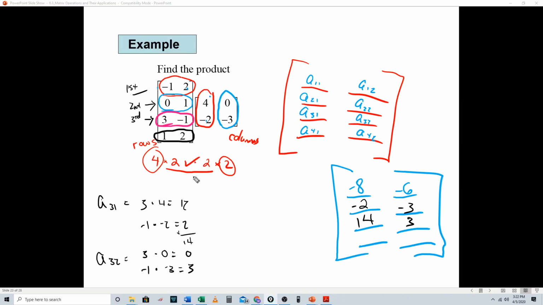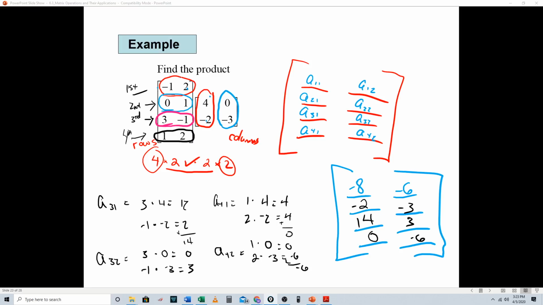All right. And then last row. So we have fourth row. Okay. So a 4,1, that's going to be fourth row, 1, 2 times 4, negative 2, which is 4 and negative 4, add together, you get 0. Then a 4,2, 1 and 2 times 0 and negative 3, 0 and negative 6, add together. So this is your new matrix. 4 by 2, 4 rows, 2 columns, and there's your answer. That's how you multiply matrices together.